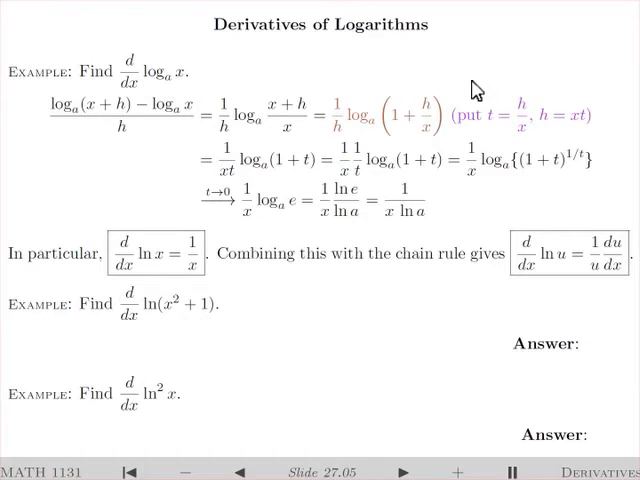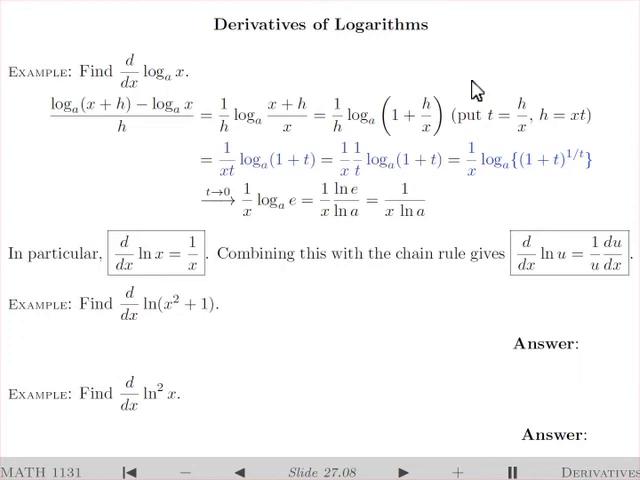If I put t equals h over x, then h is xt, so I can rewrite it as 1 over xt log base a of 1 plus t. I want only 1 over t in the exponent, so I'm going to split up 1 over xt as 1 over x times 1 over t, and just take the 1 over t inside the logarithm, where it becomes an exponent. So I get 1 over x log base a of the quantity 1 plus t to the power 1 over t. As h goes to 0, t goes to 0. Remember that the domain of logarithm consists of positive numbers, so x has to be positive, in particular non-zero.